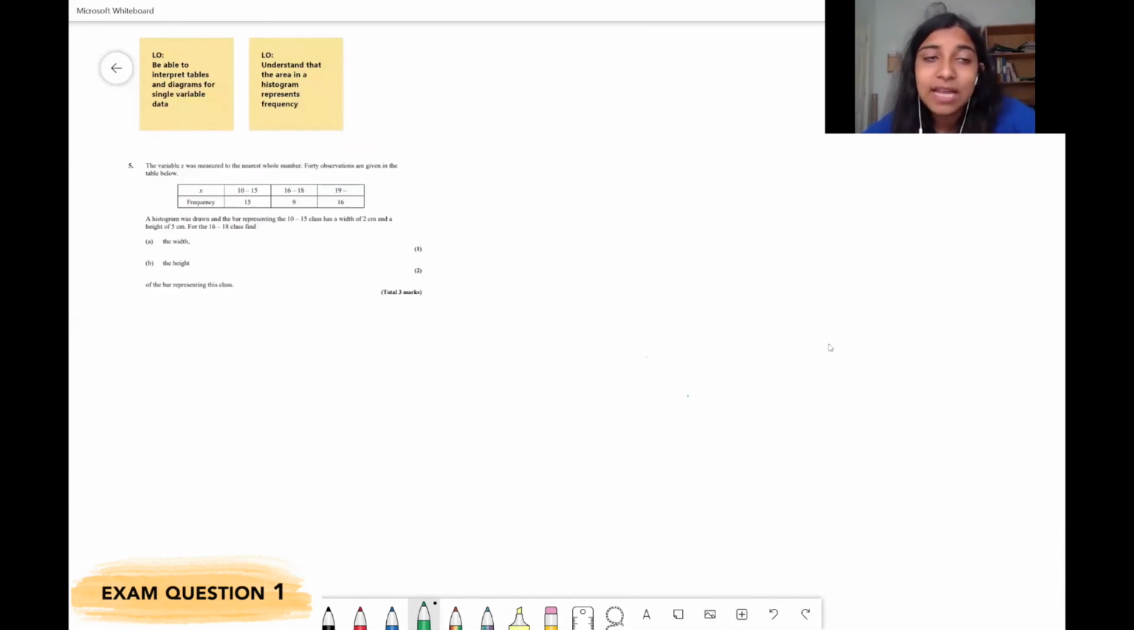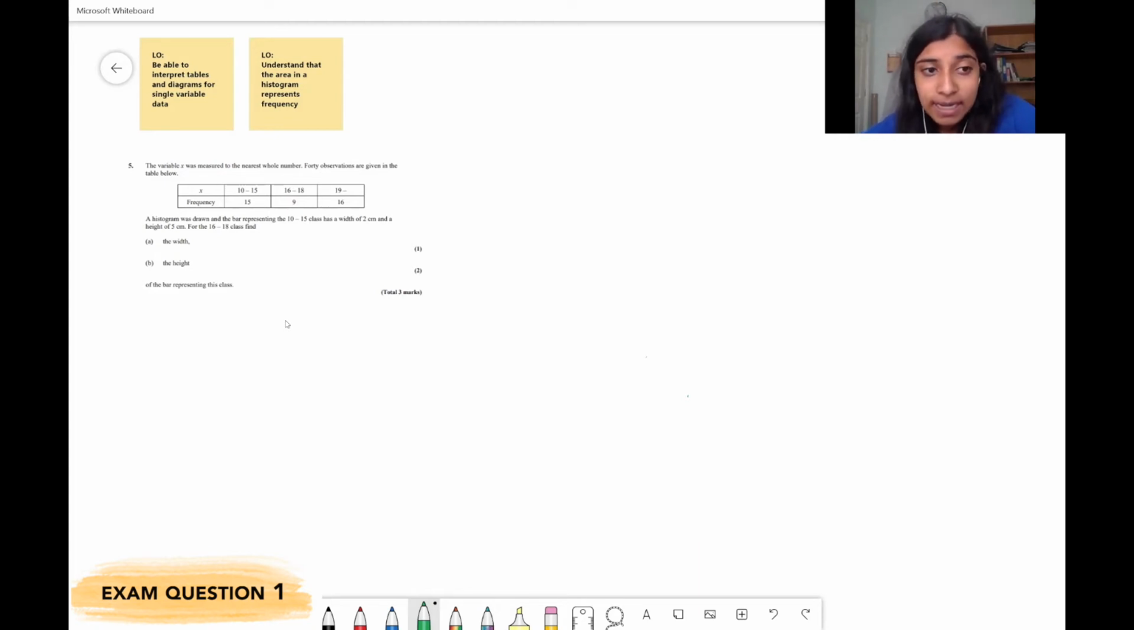So we have an exam style question here. Feel free to pause the video and try it out for yourself. The variable x was measured to the nearest whole number. 40 observations are given in the table below. A histogram was drawn and the bar representing the 10 to 15 class has a width of 2 centimeters and a height of 5 centimeters.